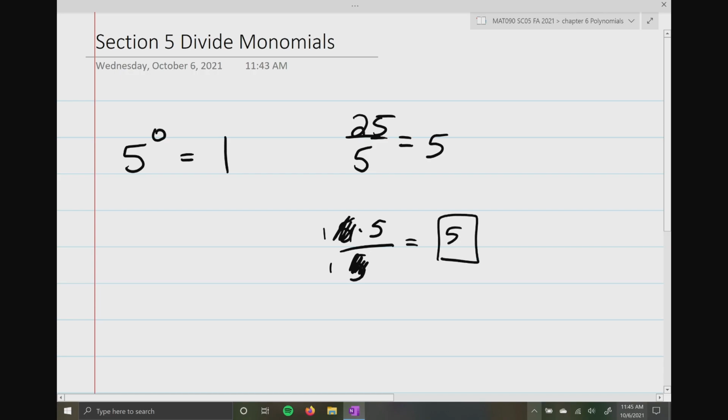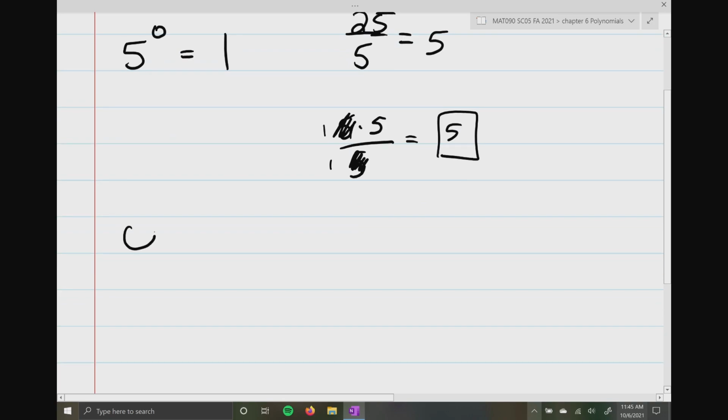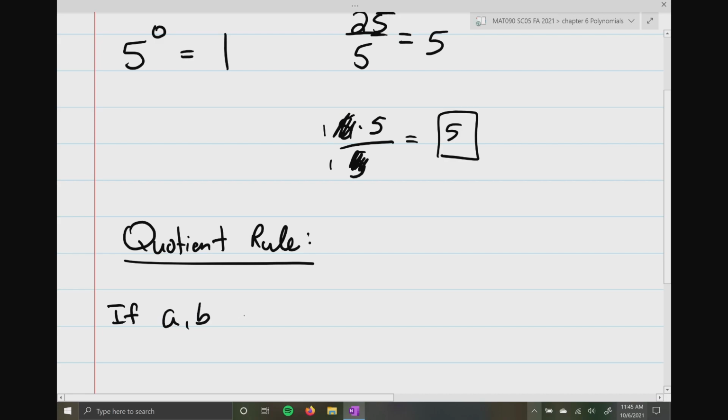There's a much easier way to do this, and it's called the quotient rule. So let me show you what the quotient rule is. The quotient rule says this. If A, B are numbers, and B does not equal 0. Actually, no, I don't want to say that. Let's say it like this. I'm giving you the wrong definition already.